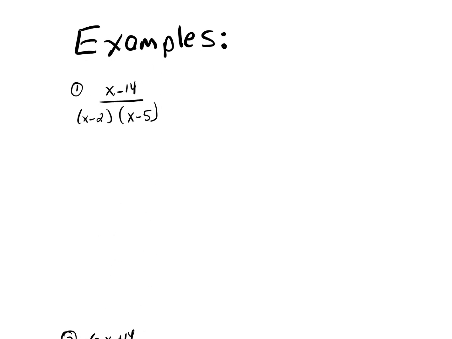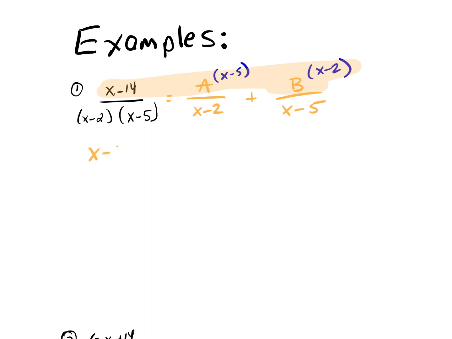So on the next page, the denominator is already factored for us. So we can say A over x minus 2 plus B over x minus 5. Next, we want to multiply by what's missing. So A is going to get multiplied by x minus 5, and B gets multiplied by x minus 2. Then we want to set up an equation with our numerators. So we'd say x minus 14 is equal to A times x minus 5 plus B times x minus 2.